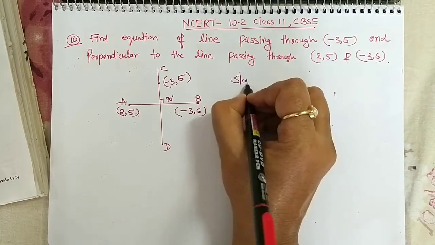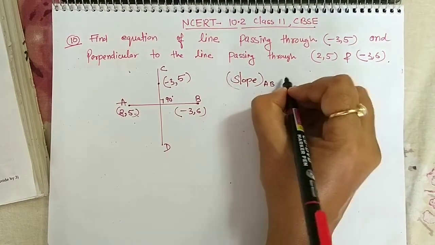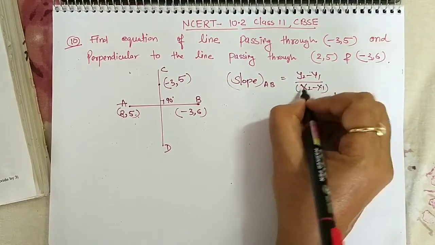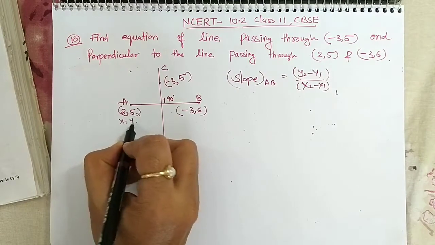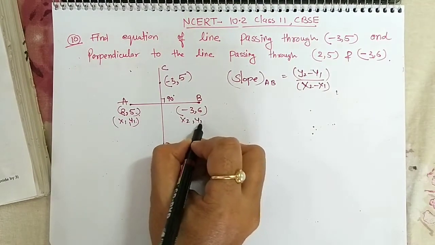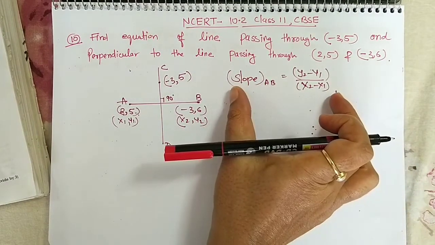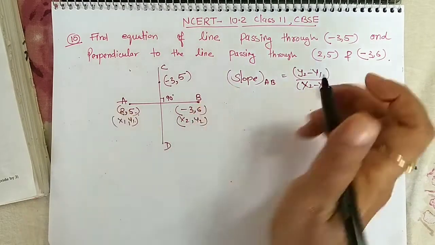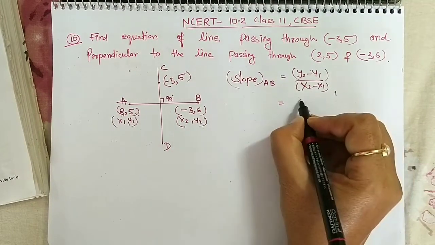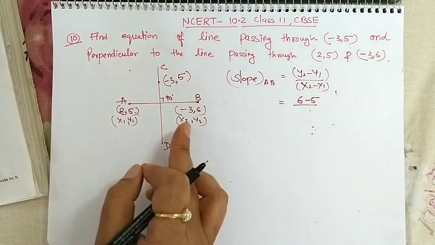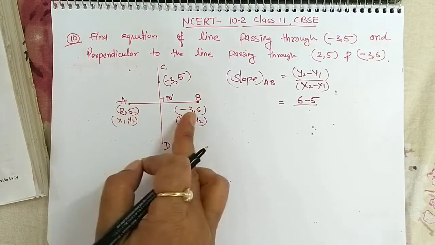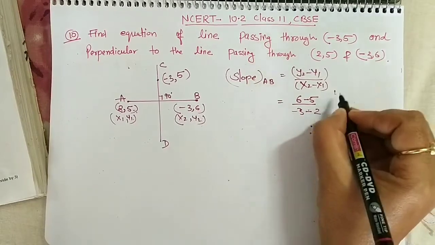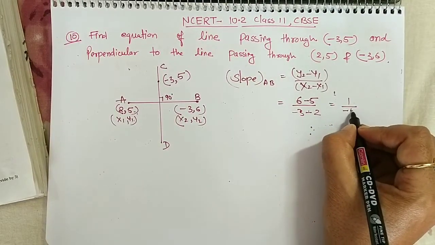Can we find out the slope of AB by using the formula y2 minus y1 over x2 minus x1? Correct? Suppose this is x1, y1 and this is x2, y2. So we know this is the slope formula, so we are able to solve the slope for line AB. So what is y2? 6 minus 5, over x2 minus x1, x2 is -3 and this is -2. So this will be 1 by -5.